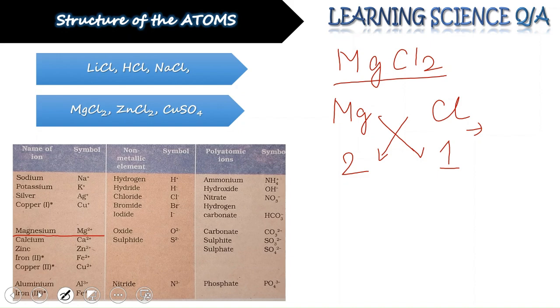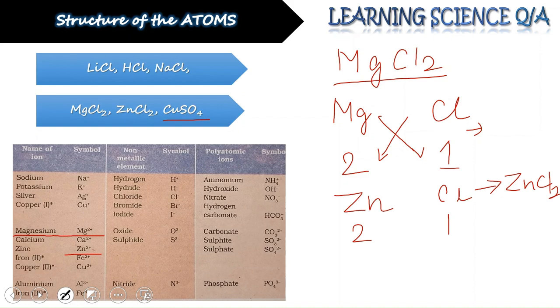Similarly, the same case applies for ZnCl2. Zinc is also having charge plus 2, so we can write 2 here. Chlorine again having charge minus 1, we can write 1 here, and the compound becomes ZnCl2, zinc chloride. And in the same way, copper sulfate can also be formed.